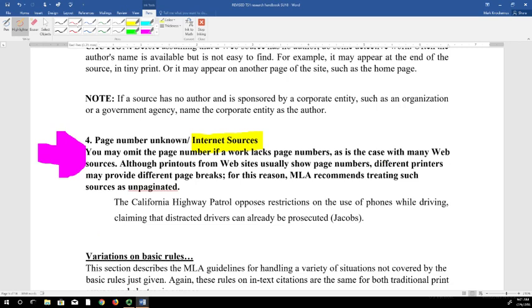So then this is what it looks like in this example. The California Highway Patrol opposes restrictions on the use of phones while driving, claiming that distracted drivers can already be prosecuted. Jacobs. Now, who is Jacobs? That is the author of this. And is this sentence a paraphrase or a direct quote? It's a paraphrase. How do we know? There's no quotation marks. Why is there no page number here? Because it came from the interwebs. And as always, the comma goes afterwards.